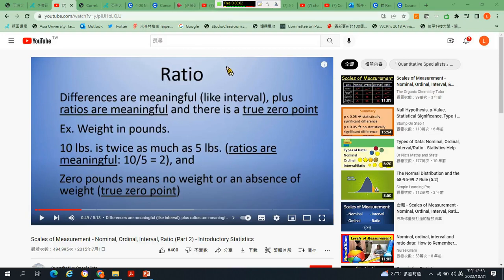Okay, in short, nominal means categories. Ordinal means sequence is meaningful. Interval, the differences between values are meaningful. And finally, the ratio. We can do a ratio. Ratios are meaningful because here there's a true 0 point.